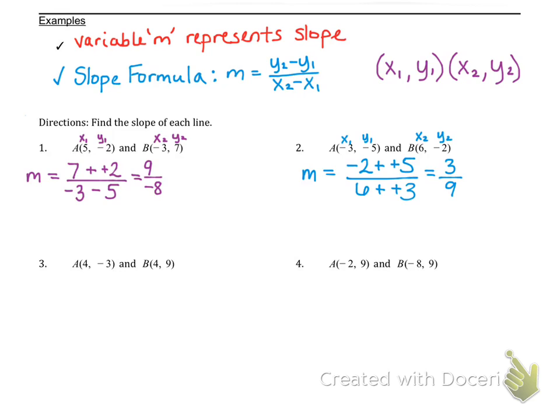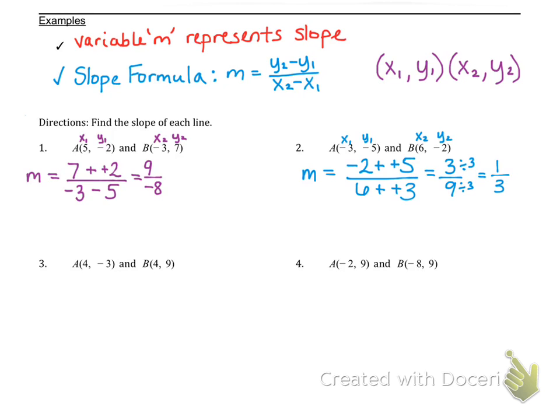We can simplify this fraction by dividing both the top and bottom by 3. So 3 divided by 3 is 1. 9 divided by 3 is 3. So we have 1/3.